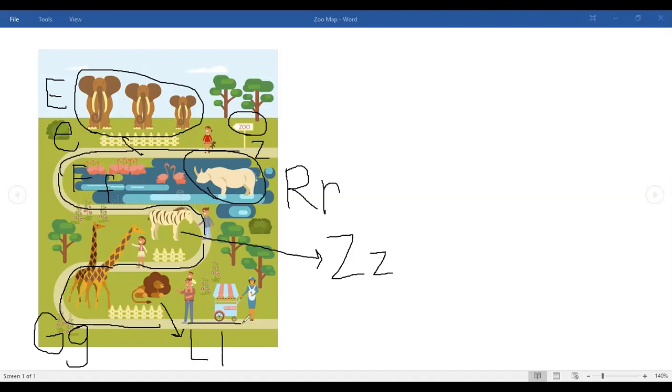And then finally, we've worked so hard going all the way around our zoo. We come to a lady and she is selling ice cream. Ice cream begins with the letter I. So let's practice writing the letter I, uppercase I and lowercase I. I hope you enjoyed going through our zoo today and practicing writing our beginning sounds of some of our animals.